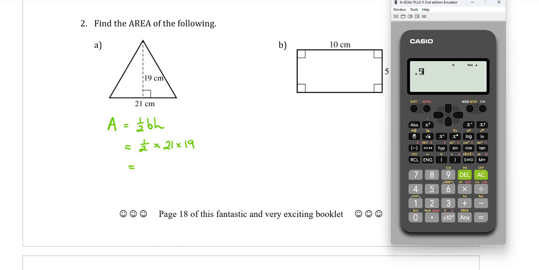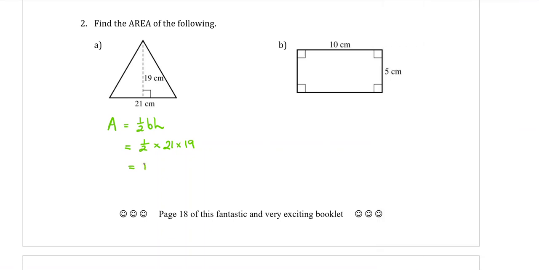Sometimes to make things faster, I just type in 0.5 for a half, because it's a bit faster to type in. Times 21 times 19 equals 199.5. What is the units of my answer going to be? It is centimetres, but because it's area, it'll be centimetres squared now.